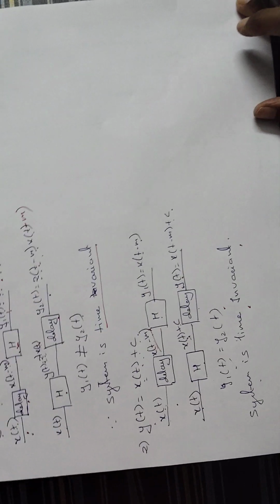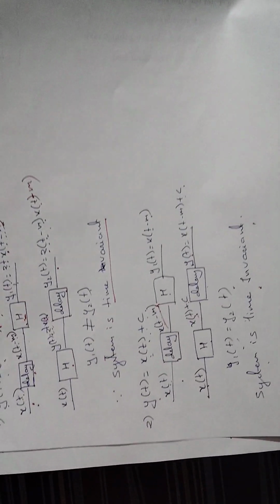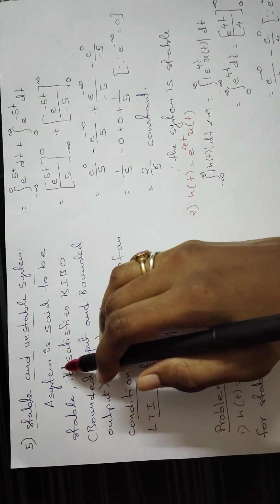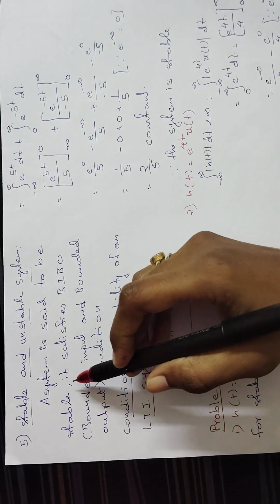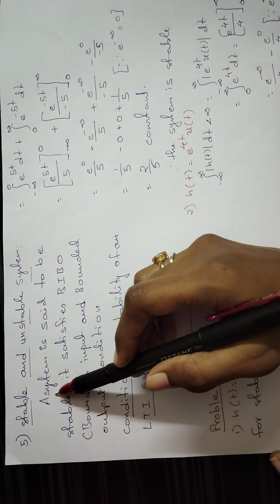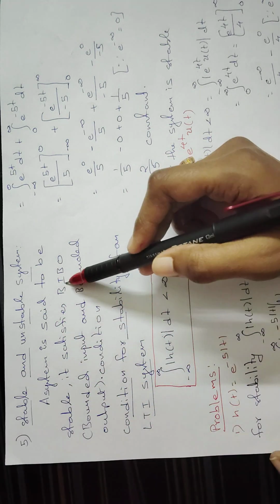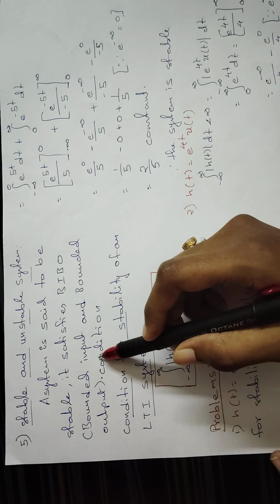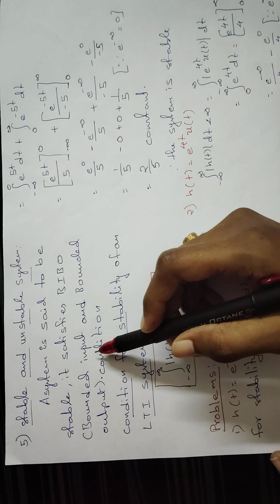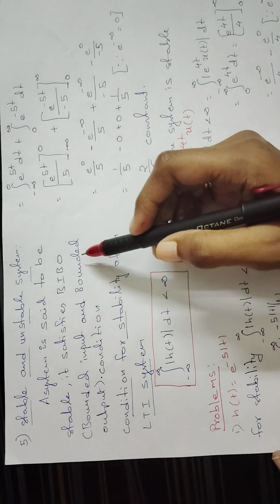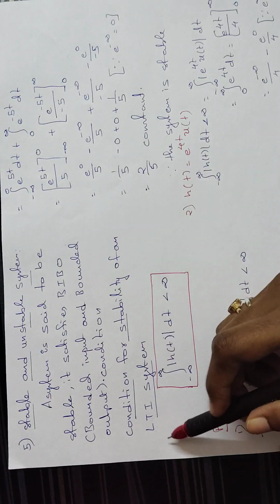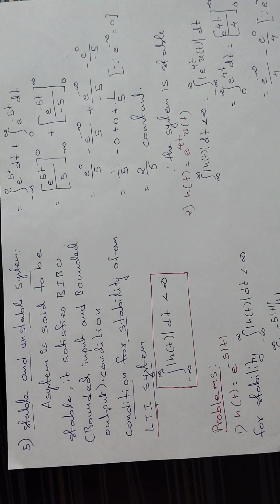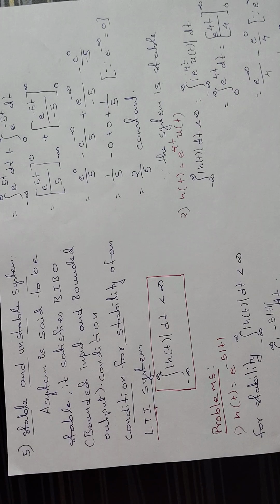And the last type is stable and unstable systems. A system is said to be stable if it satisfies the BIBO condition. BIBO is nothing but bounded input and bounded output, that is, finite input and finite output values. So what is the condition for stability of an LTI system? An LTI system is a linear time invariant system, the system which satisfies the linearity property and time invariance.